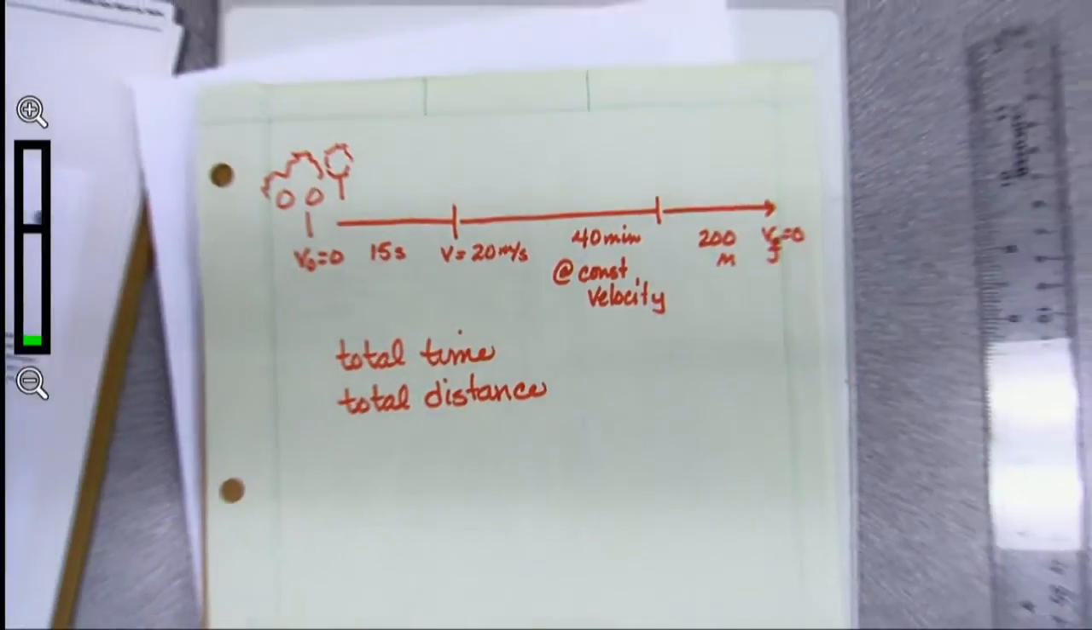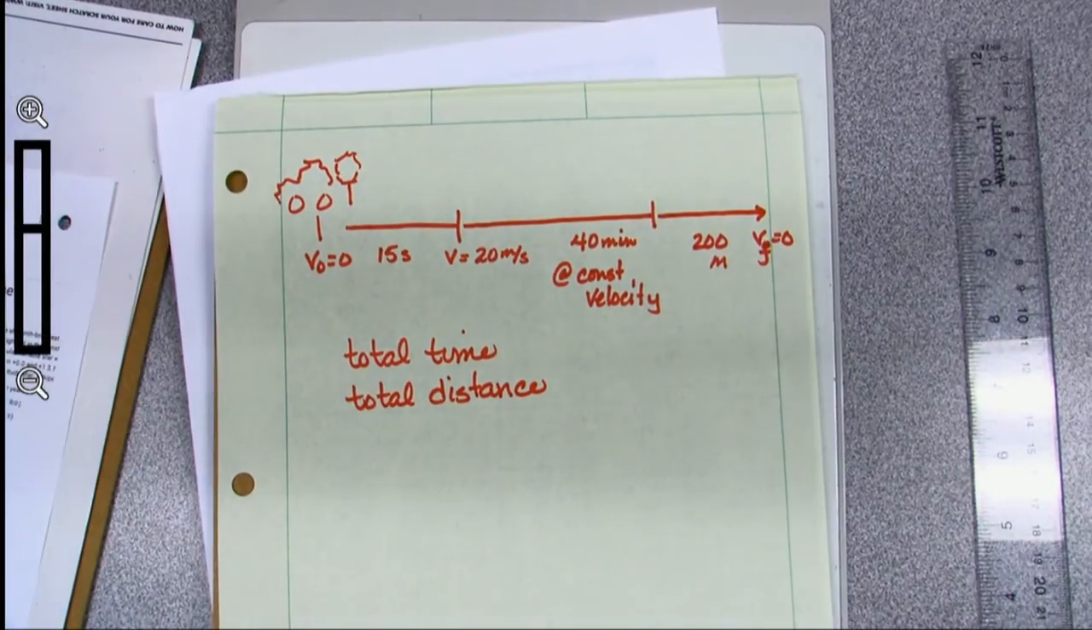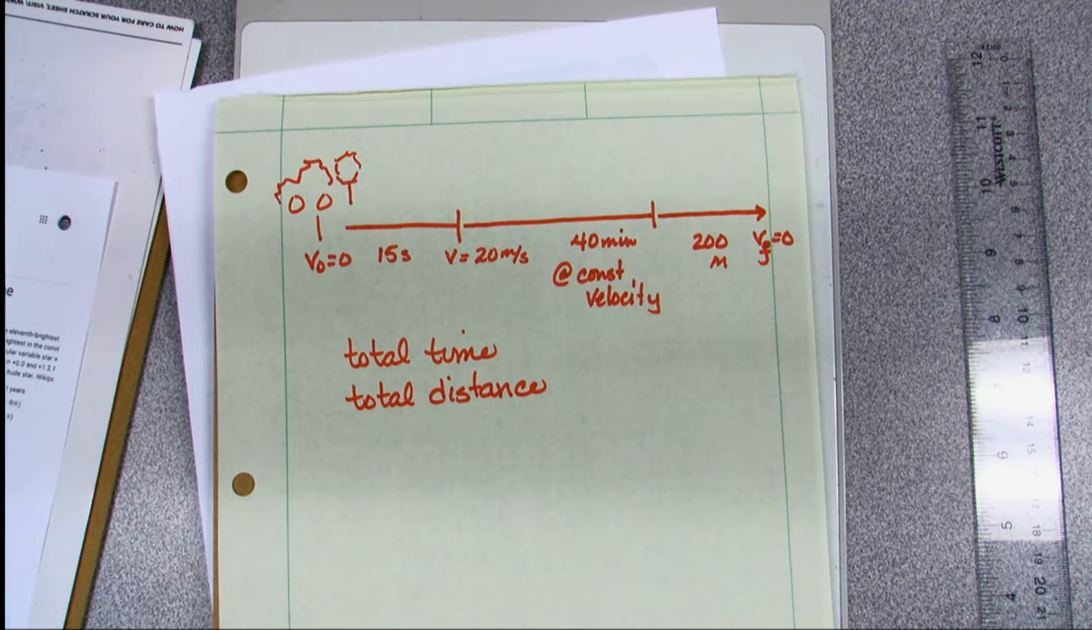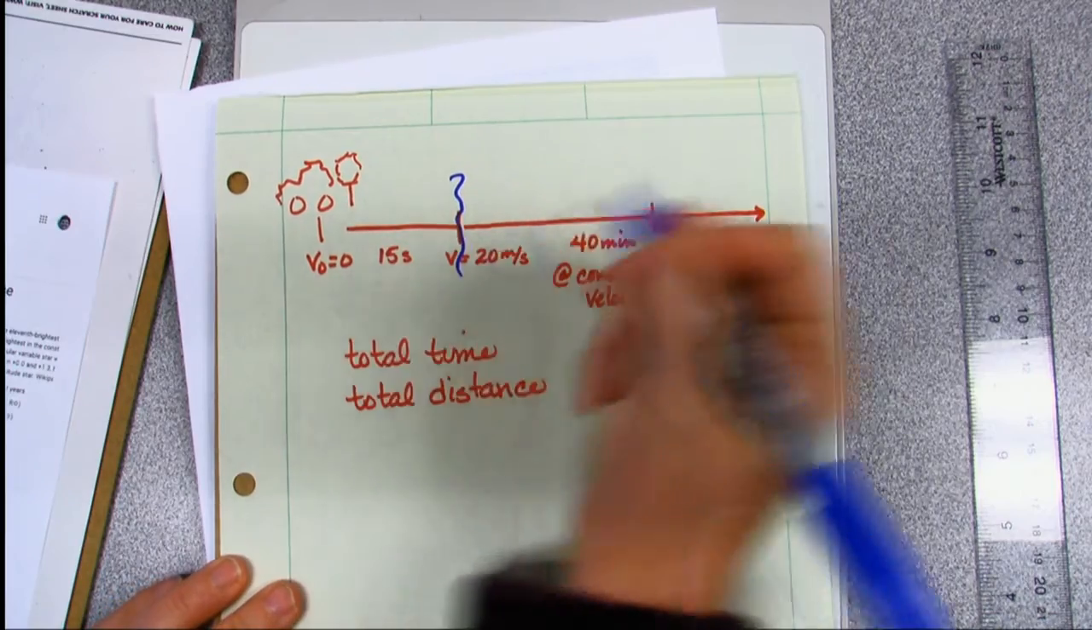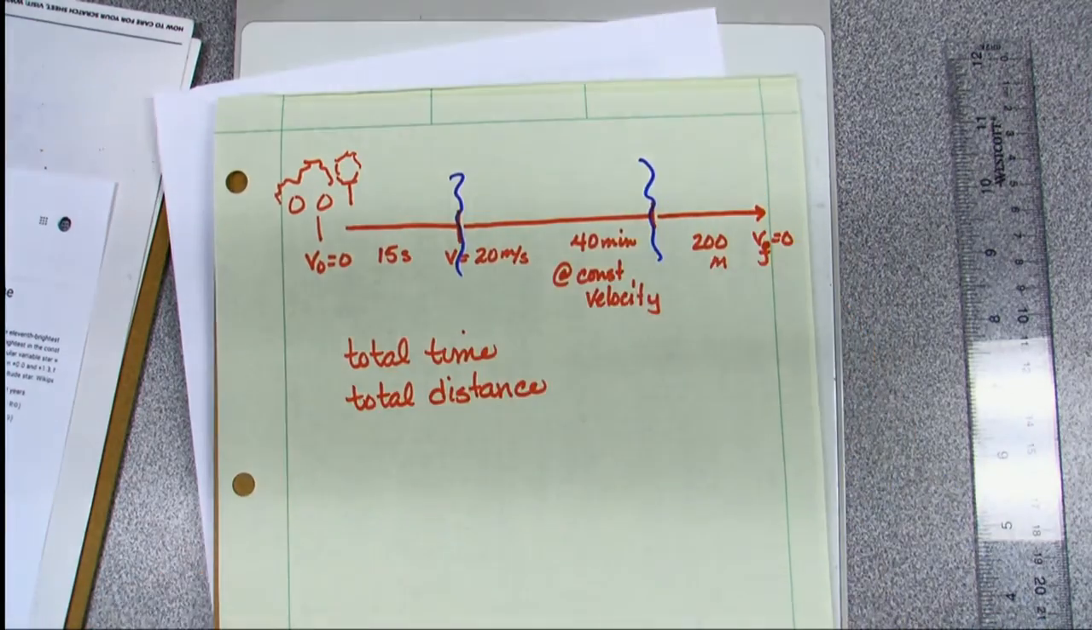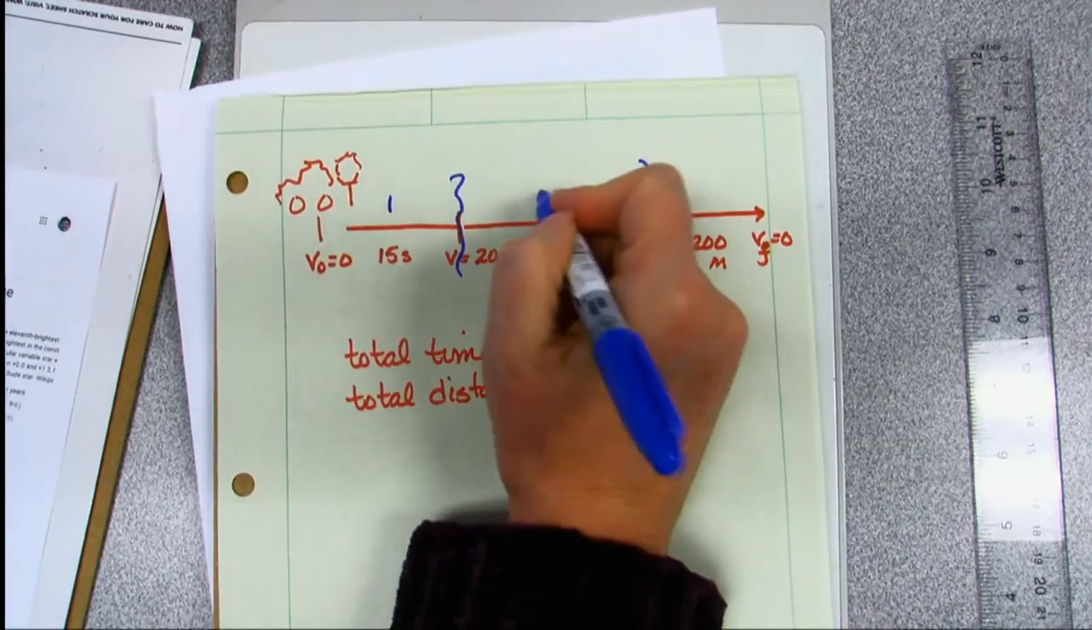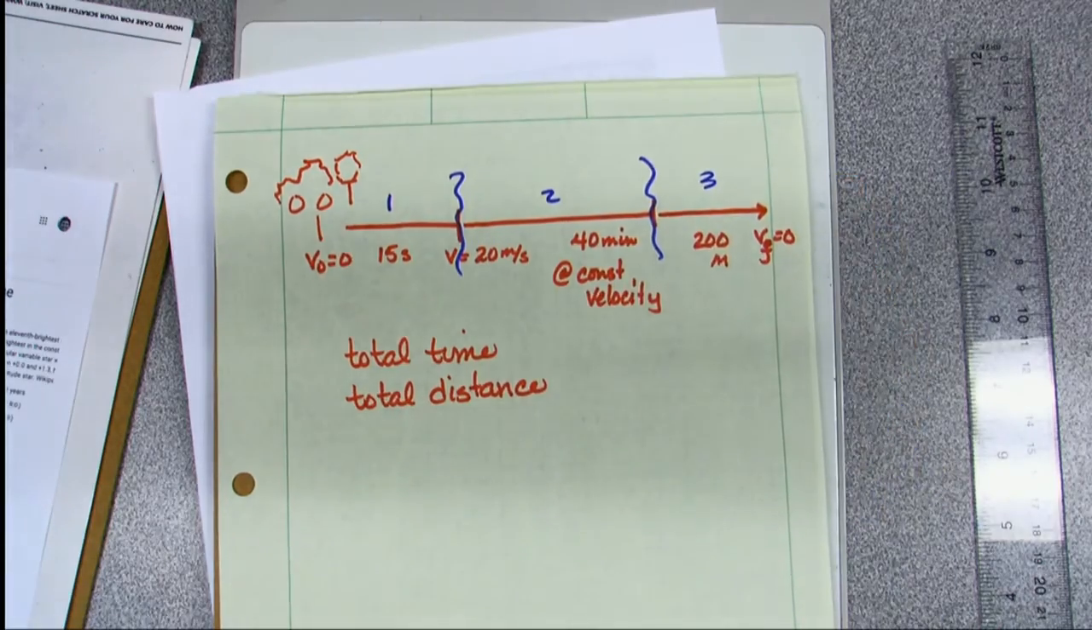I want to know total time and total distance. To do this problem, I have to break it up into three parts. I'm going to look at this part and this part. So there are my parts 1, 2, and 3.